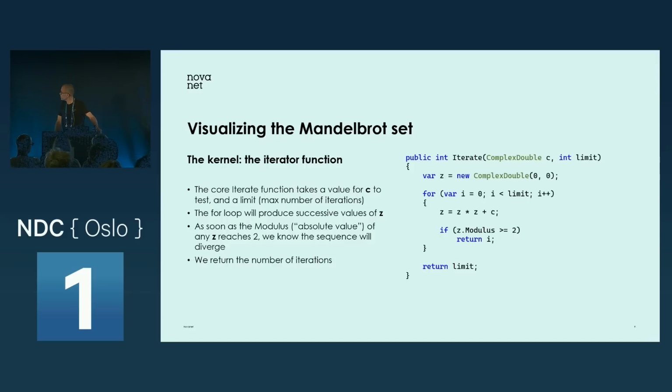So, here's some code. The iterate function here takes a complex number C and the maximum number of iterations to perform. Now, we happen to know that if the modulus of Z exceeds 2 at any point, the series is going to diverge. So that's our exit condition. The function will return a value between 0 and limit. A return value of limit means that C is a member of the set.